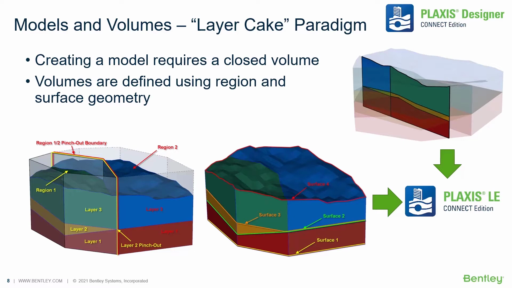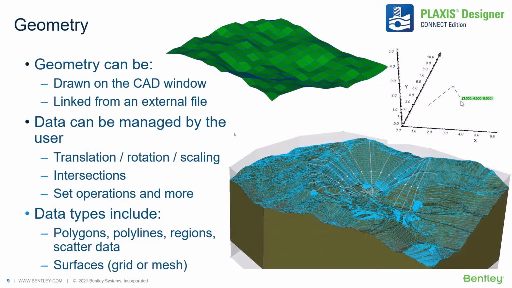Areas in plan view of the model can be designated as regions. These surfaces and region objects can be drawn on the CAD window or pulled in from an external file. Then there are a host of operations such as translation, rotation, or intersecting objects which can be executed in the software.